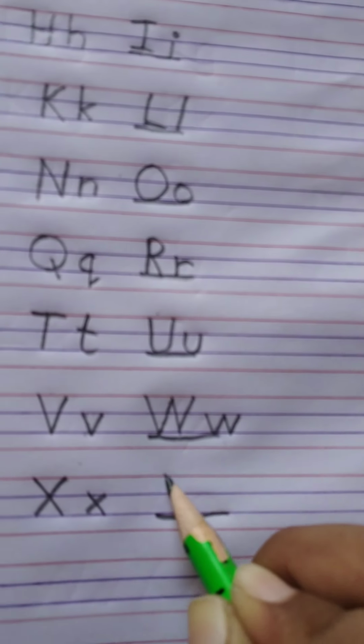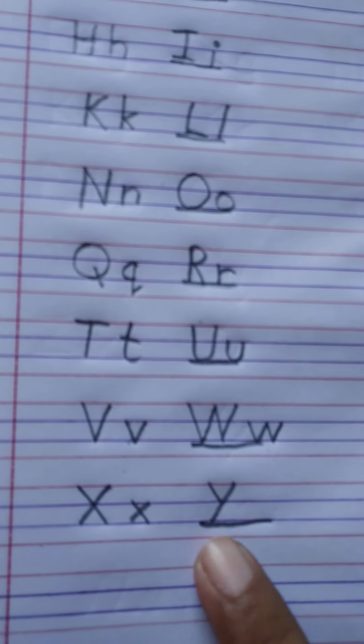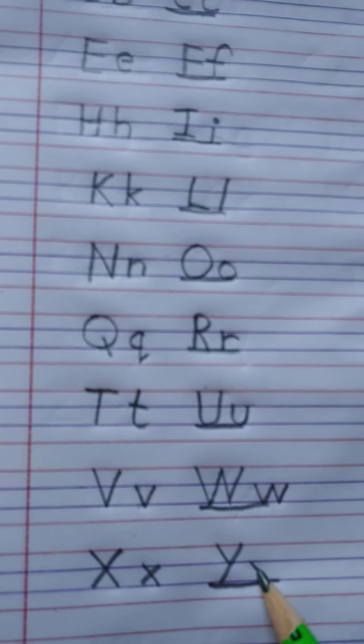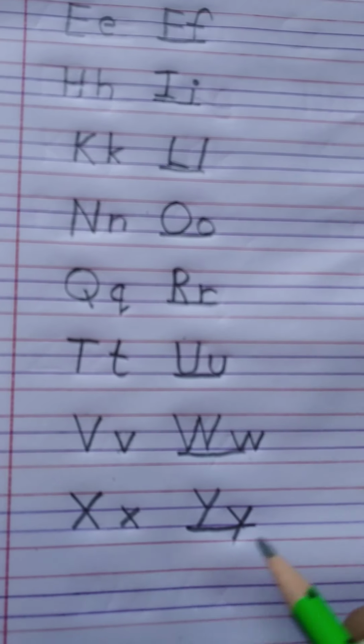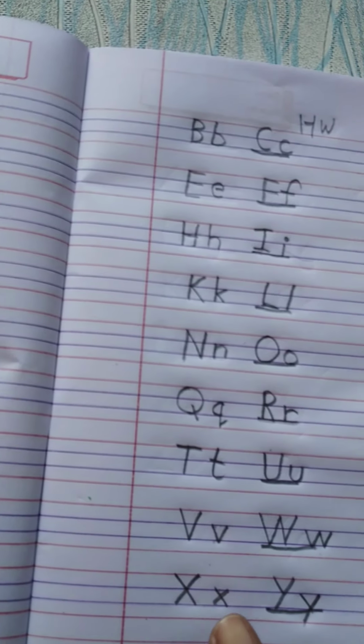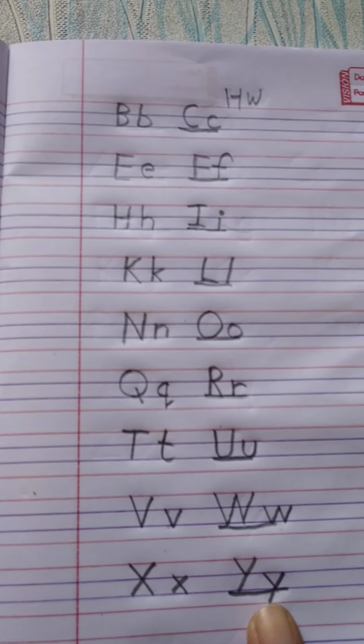Right here, slant line, again slant line. This is capital Y. Red line to blue line. Now small y. Slant line, again slant line. X, xylophone. Y, yes. X after Y.